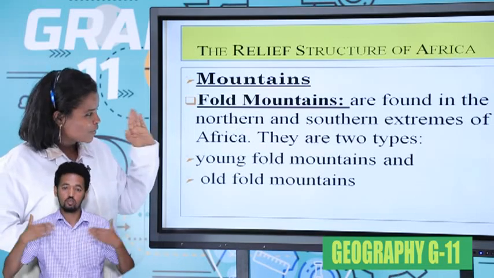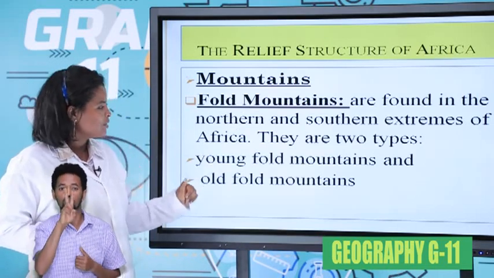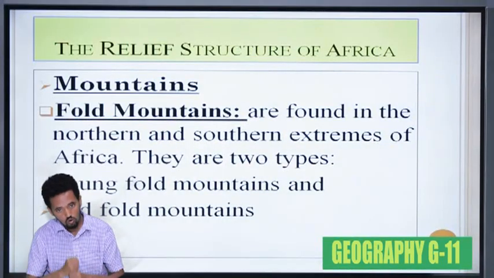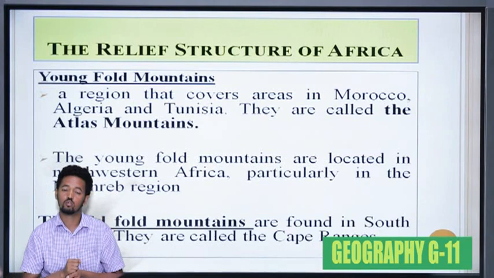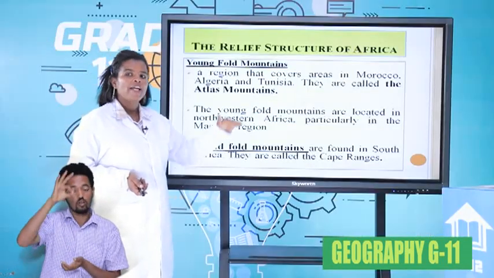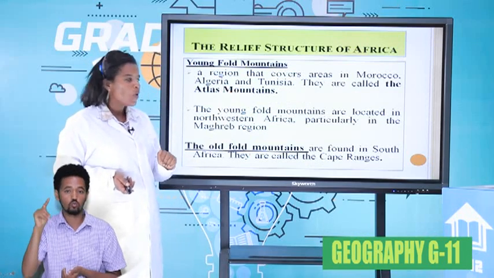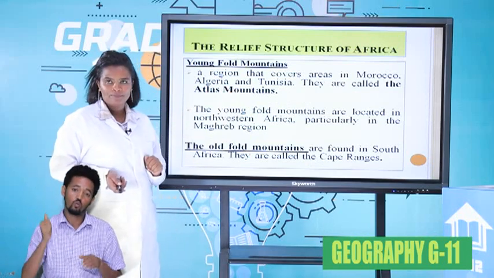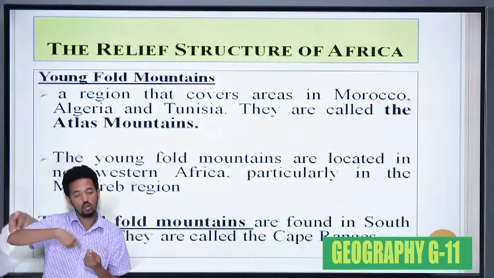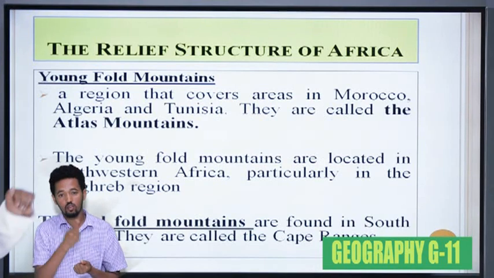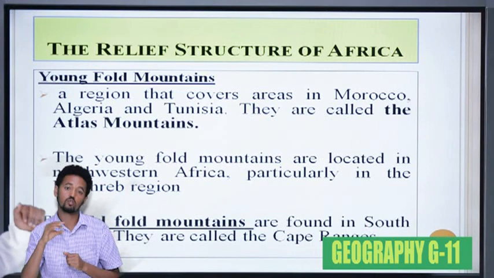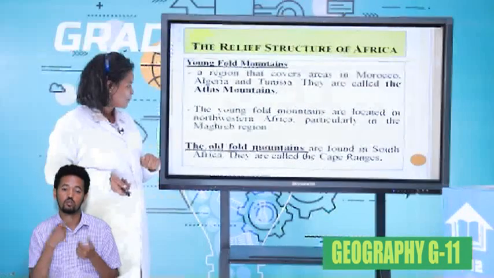There are two types: young fold mountains and old fold mountains. The young fold mountains cover areas in Morocco, Algeria, and Tunisia. They are called the Atlas Mountains. This mountain formed during the Cenozoic Era. The young fold mountains are located in northwest Africa, particularly in the Maghreb region.